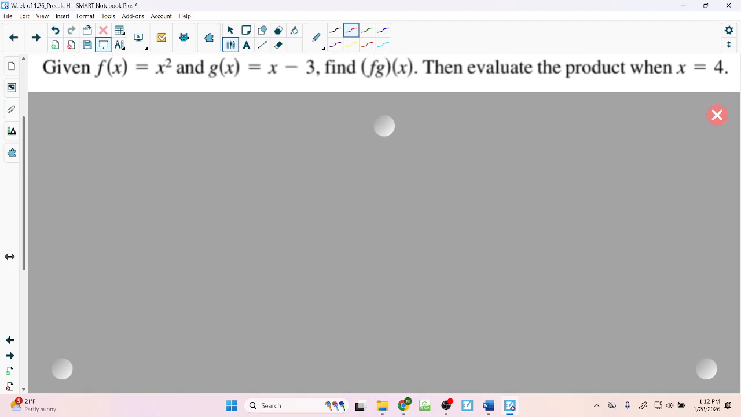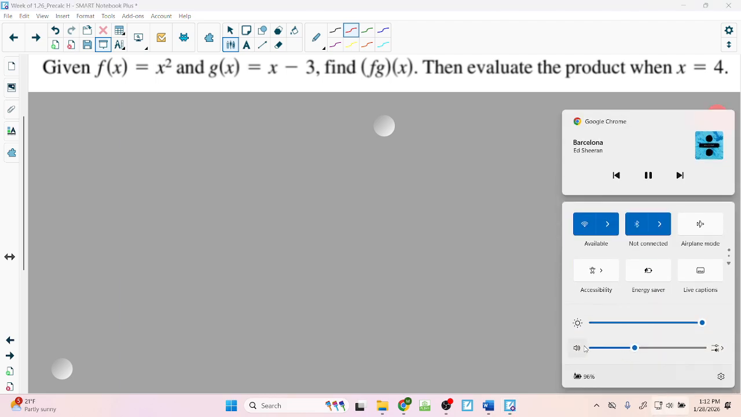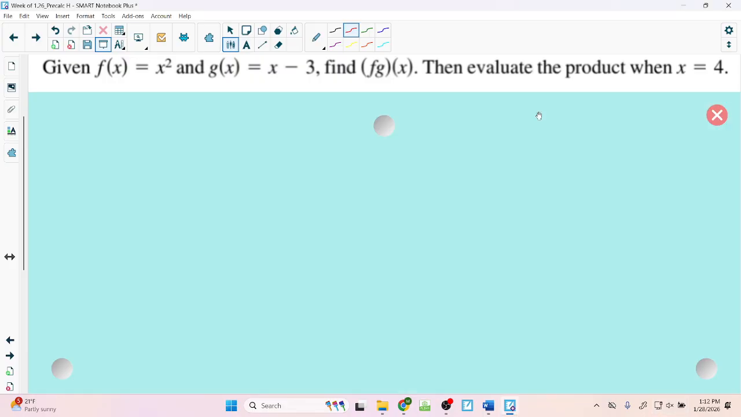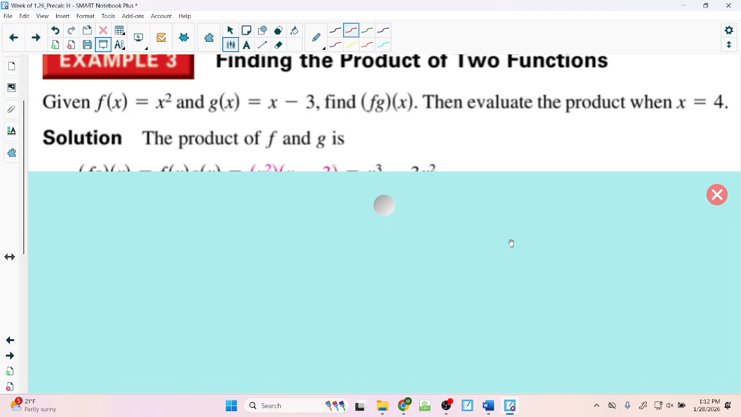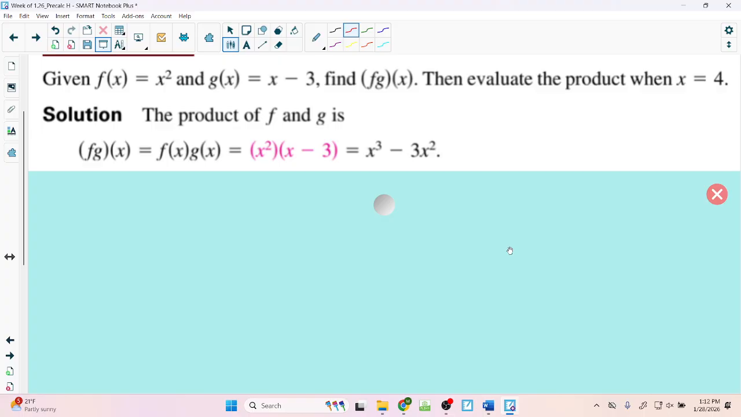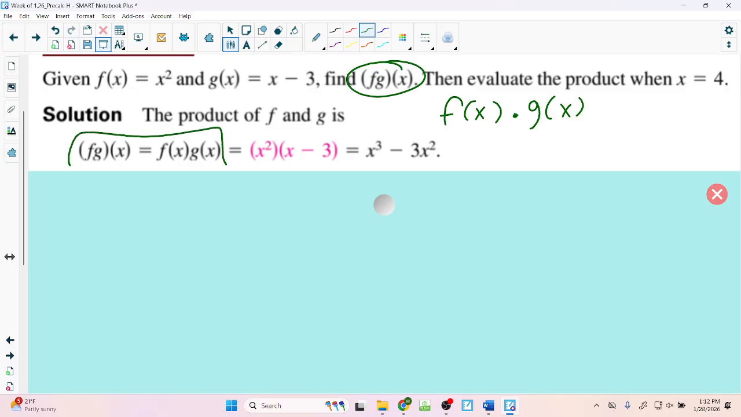So we have these two functions, and all I want to do is combine them. I want to take them, and that notation means multiply them. 1.8, combining functions. So what you're realizing is that this means f of x times g of x. That's what you have to know. It's just a notation thing. Once you know it, because it's written here, it's the same thing. You're just taking f of x and g of x and multiplying them.